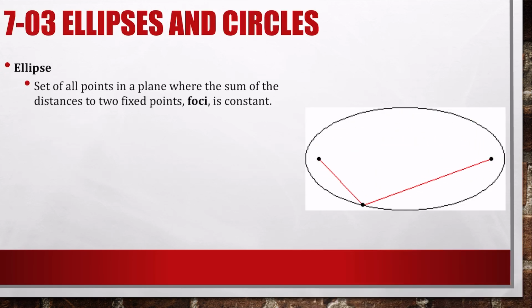An ellipse is the set of all points in a plane where the sum of the distances to the two fixed points called foci is constant. So that's a focus and that's a focus. So the red lines, if you add the lengths of the two red lines together, they will be the same no matter where the point is on the ellipse.